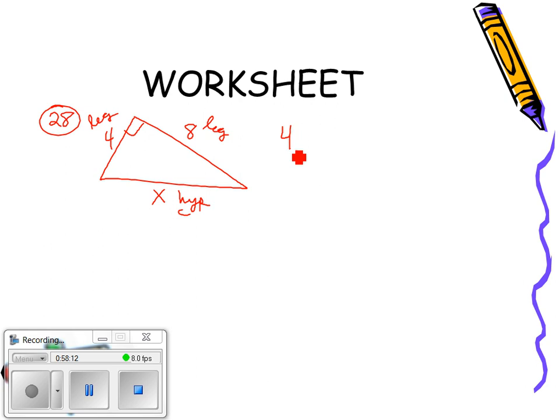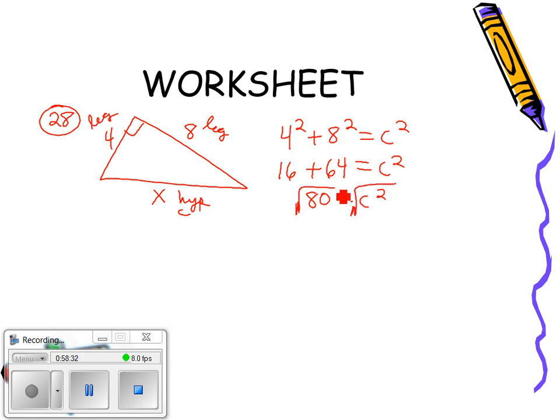So it's going to be 4 squared plus 8 squared equals C squared. 4 squared is 16, 8 squared is 64. C squared equals 16 plus 64, which is 80. To get rid of the C squared, you take the square root of both sides.